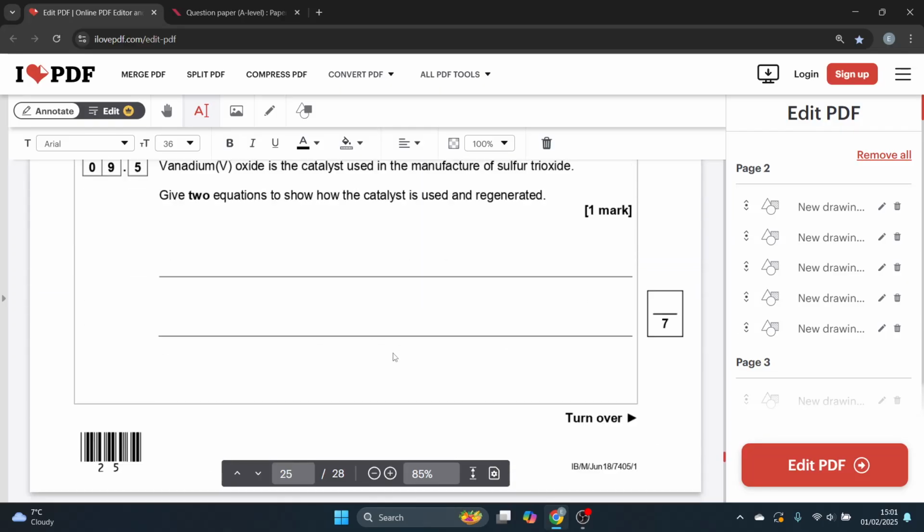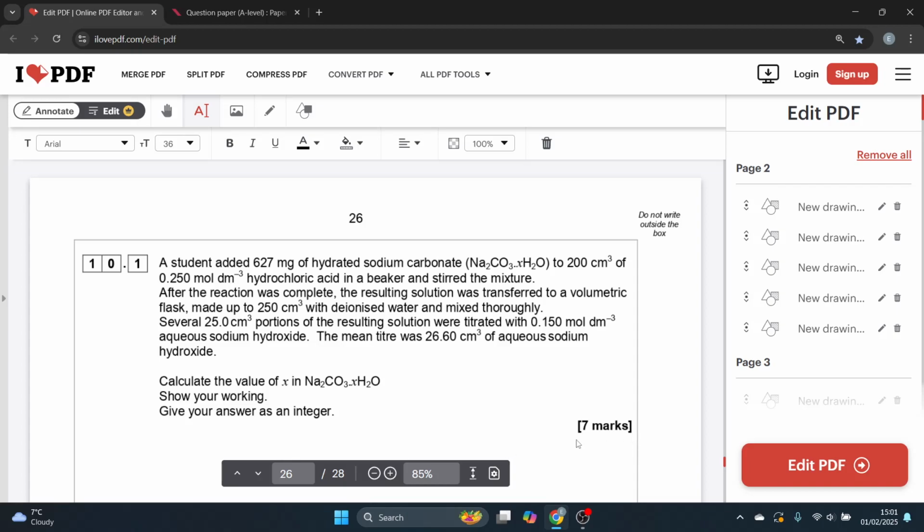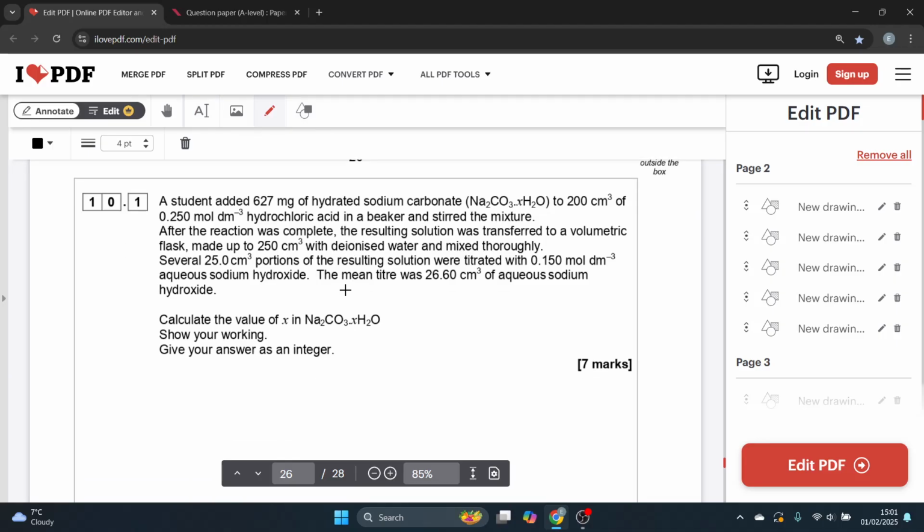Question 9 can't do. Question 10. Student added this much hydrated sodium carbonate, this much hydrochloric acid. After reaction is complete, the resultant solution was transferred to a volumetric flask of 250 centimeters cubed, made up with deionized water and mixed. Several of this was titrated with this much sodium hydroxide. Mean titre is this much of sodium hydroxide. Calculate value of X.